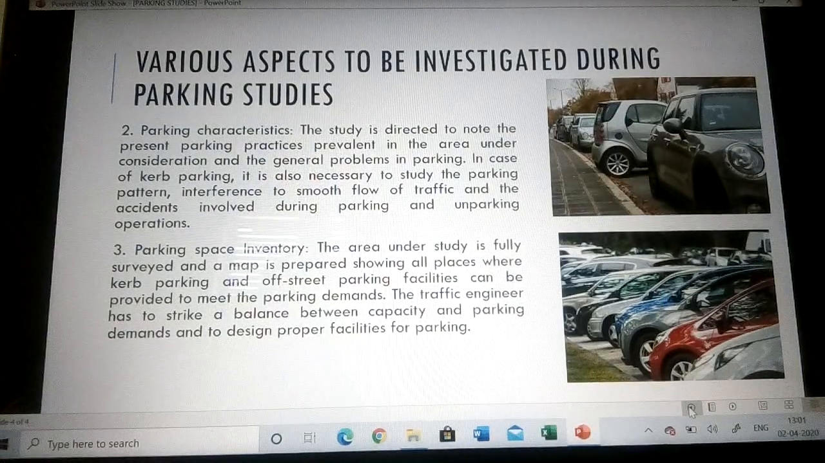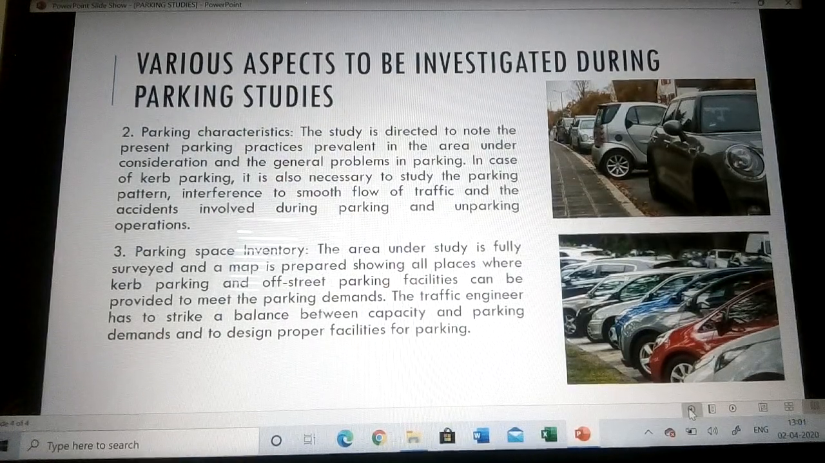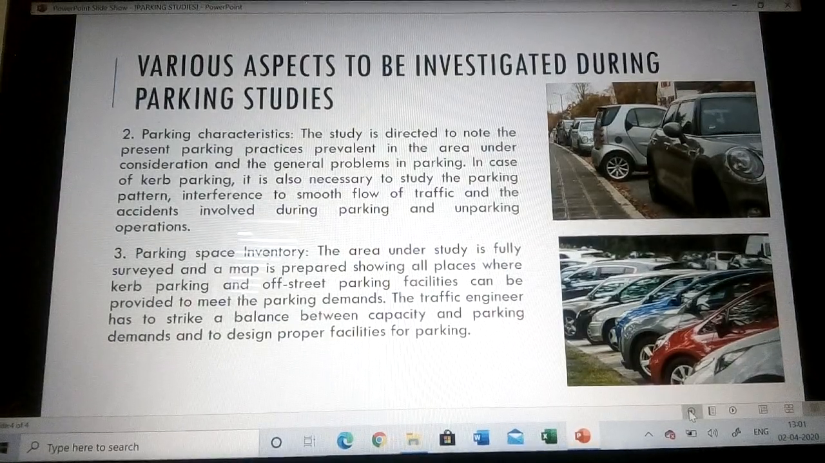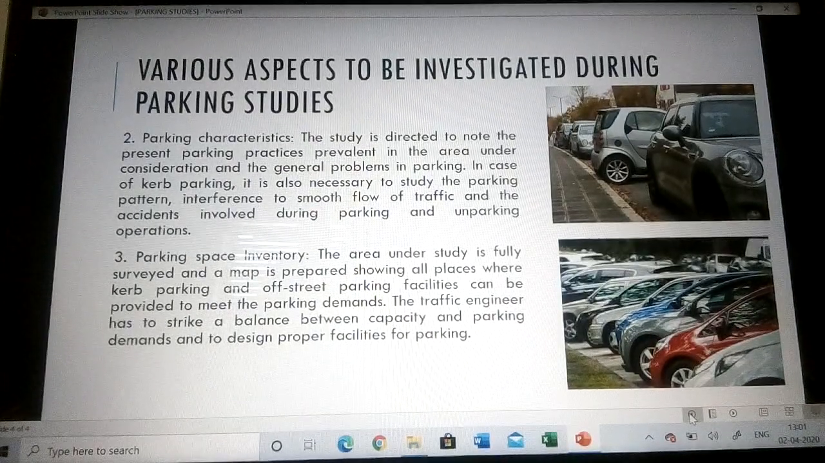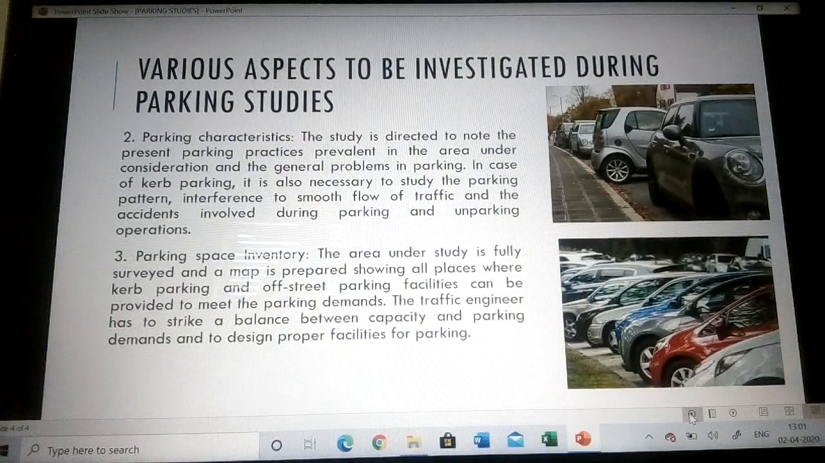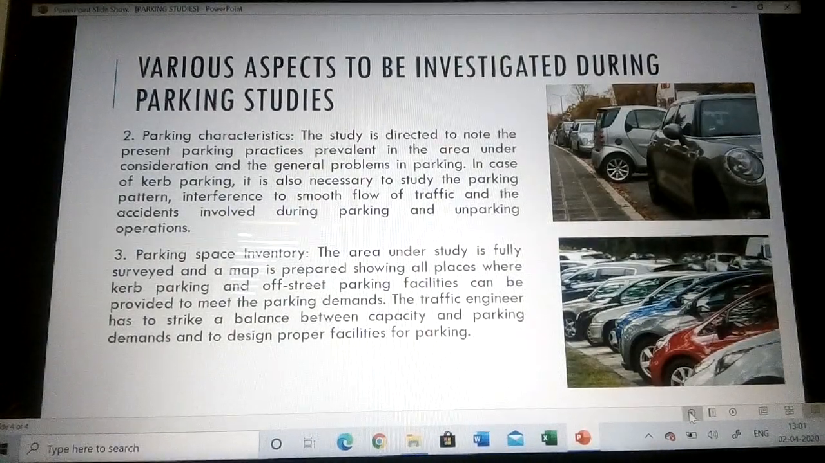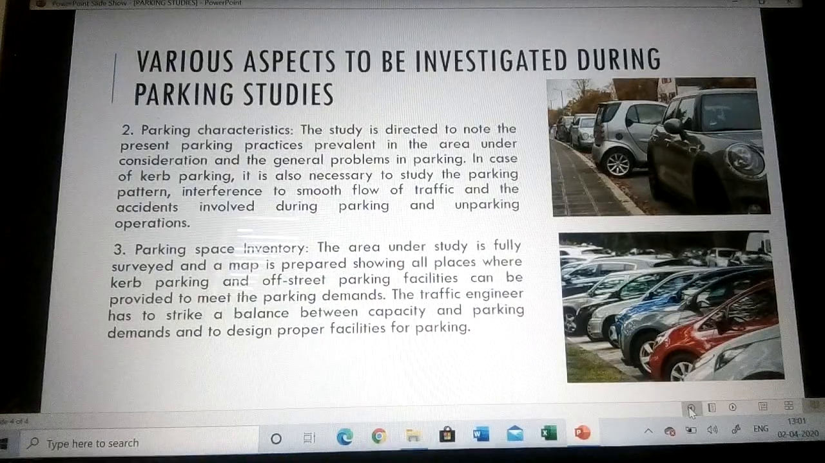Now, the job of the traffic engineer is to strike a balance between traffic capacity and parking demands and to design proper facilities for parking. So students, I hope you have understood the uses of parking studies as well as the various aspects to be investigated during parking studies.